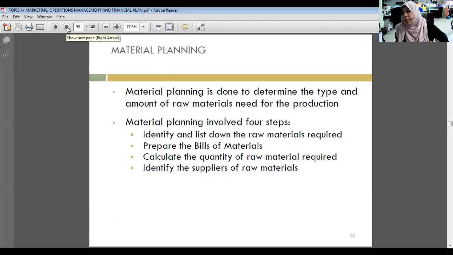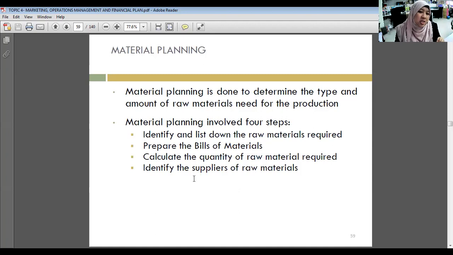So the material planning. Okay, what is material planning? Material planning is done to determine the type and amount of the raw materials needed for the production. So the material planning involves four steps. Number one, identify and list down the raw materials required and prepare the bills of the materials. Then calculate the quantity of the raw materials required, and identify the suppliers of the raw materials. So these are the four steps.